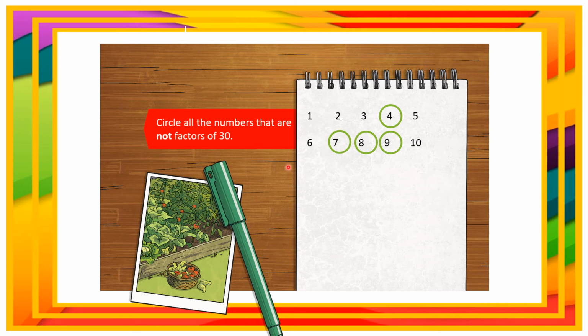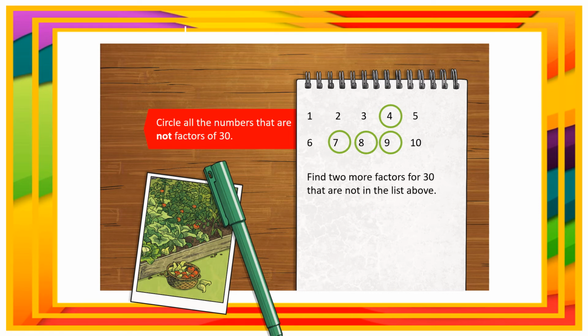How do I know? I know that 1 multiplied by 30 would give me 30. I know that 2 multiplied by 15 would give me 30. I know that 3 multiplied by 10 would give me 30. I know that 5 multiplied by 6 and 6 multiplied by 5 would give me 30. And I also know that 10 multiplied by 3 would give me 30. So the rest are numbers we could use to multiply another number to make 30.